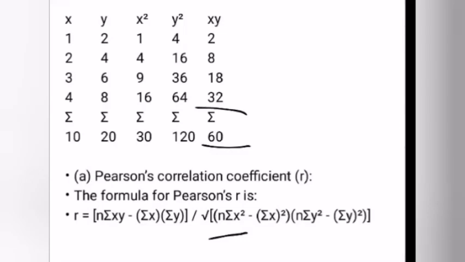No, you say you can't see where you write square root. Okay, see the square root here. The one up, what about the one up? There's no square root. This is n times sigma xy minus sigma x times sigma y over square root of this.